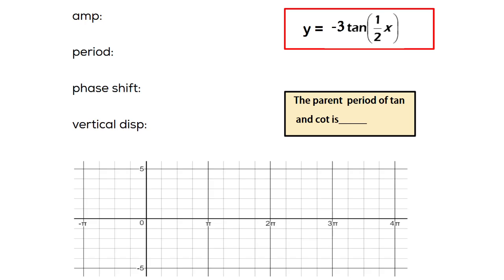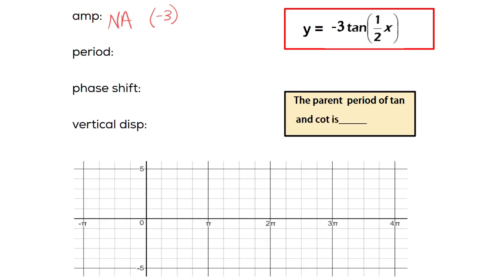Let's go down the list. I see a negative. But remember, the amplitude has nothing to do with the tangent graph. So my official answer is not applicable, not even talking about it. However, that -3 is going to do something. I'm going to put it there as a reminder because otherwise I'm going to forget about it. It does affect my graph.